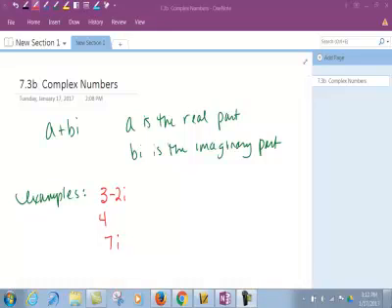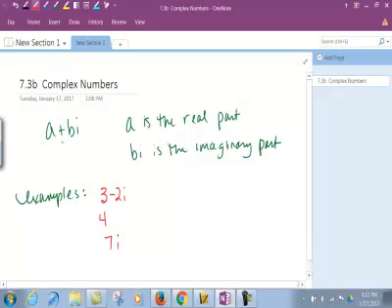Alright, this is the second video for section 7.3 on complex numbers. And so just as a quick review, a complex number is of the form a plus bi, where a is the real part of the complex number and bi is the imaginary part. Just as a little review, the square root of -1 is equal to i. So let's not forget that.